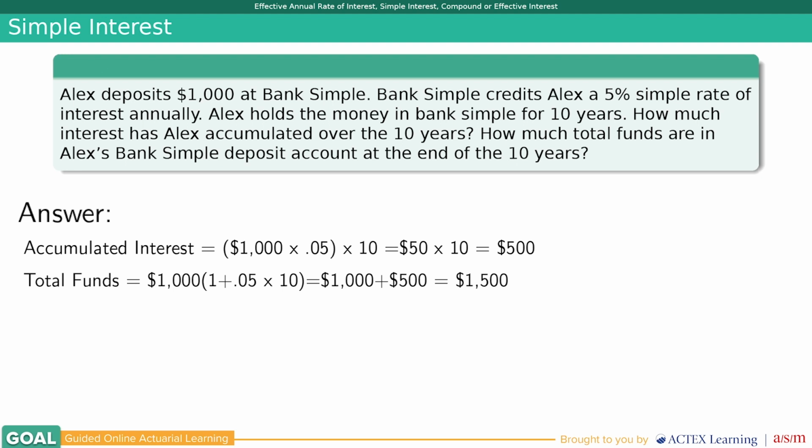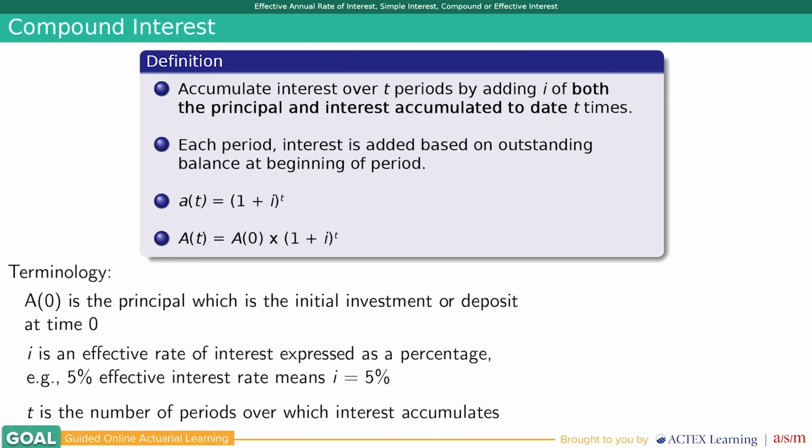In terms of total funds, we're going to use that total accumulated interest of $500. We're going to add it to the initial principal of $1,000 to get our total fund amount, which is going to be $1,500.